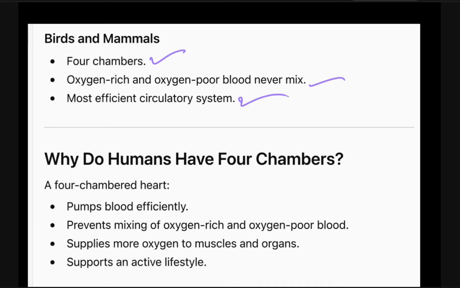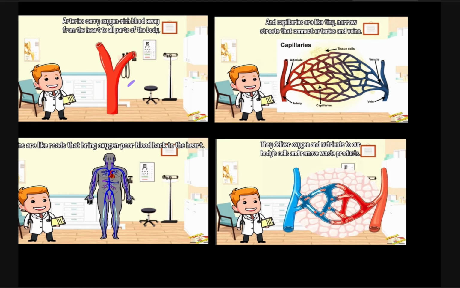And now there should be a question: why do humans have a 4-chambered heart? A 4-chambered heart pumps blood efficiently. It prevents the mixing of oxygen rich and oxygen poor blood, supplies more oxygen to the muscles and organs, and supports an active lifestyle. So this is actually the revision part in which you can clearly understand the different types of blood vessels.